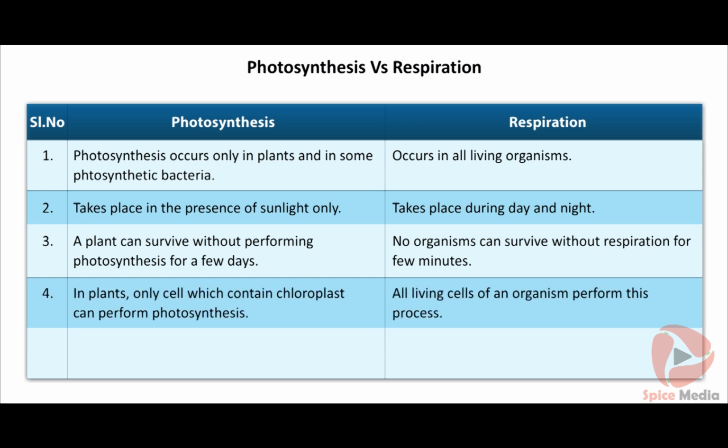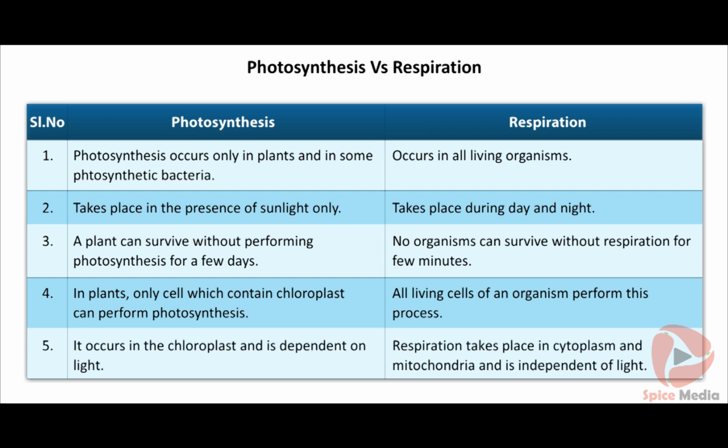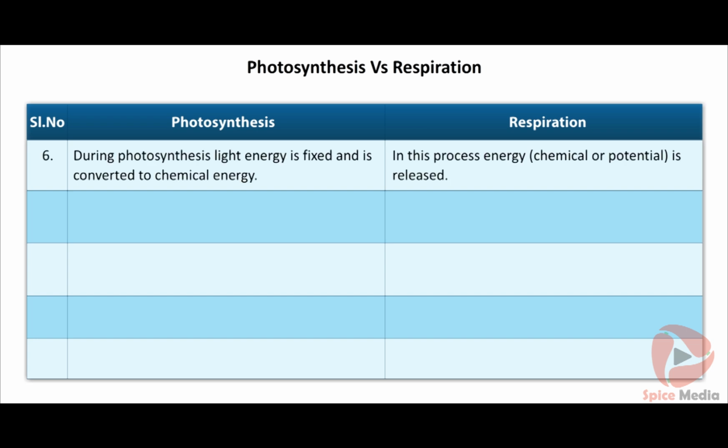In plants, only a few cells which contain chloroplast can perform photosynthesis. All living cells of an organism perform the respiration process. Photosynthesis occurs in the chloroplast and is dependent on light. Respiration takes place in cytoplasm and mitochondria and is independent of light. During photosynthesis, light energy is fixed and converted to chemical energy. During respiration, chemical or potential energy is released.